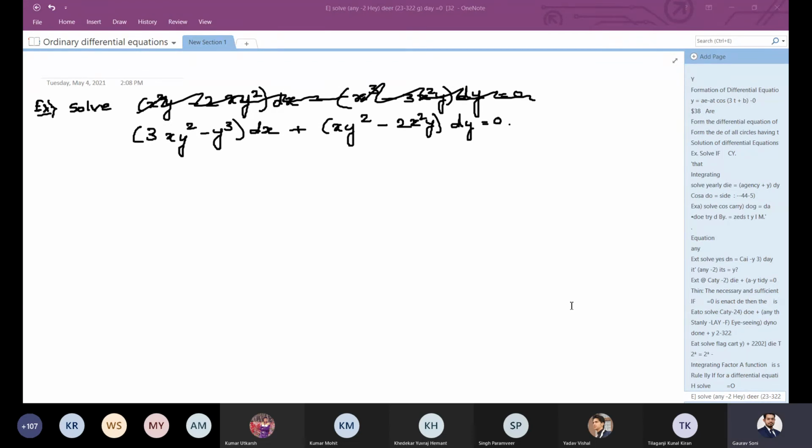I've given the form. Please put up your attendance as well. What is the integrating factor, others? 1 upon x square y square. Yes, correct. The solution.